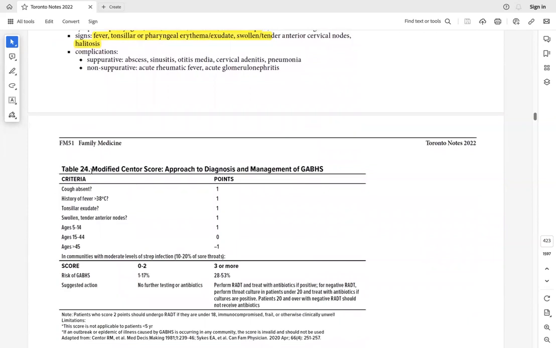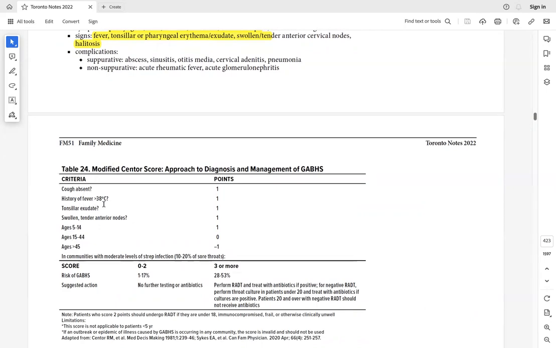If you know this criteria, you can easily differentiate whether it is bacterial or viral, whether we have to do further investigations, and whether we have to start the patient on antibiotics or not. So what is this criteria? You can remember it as McIsaac. M for mostly males, and C is cough absent.